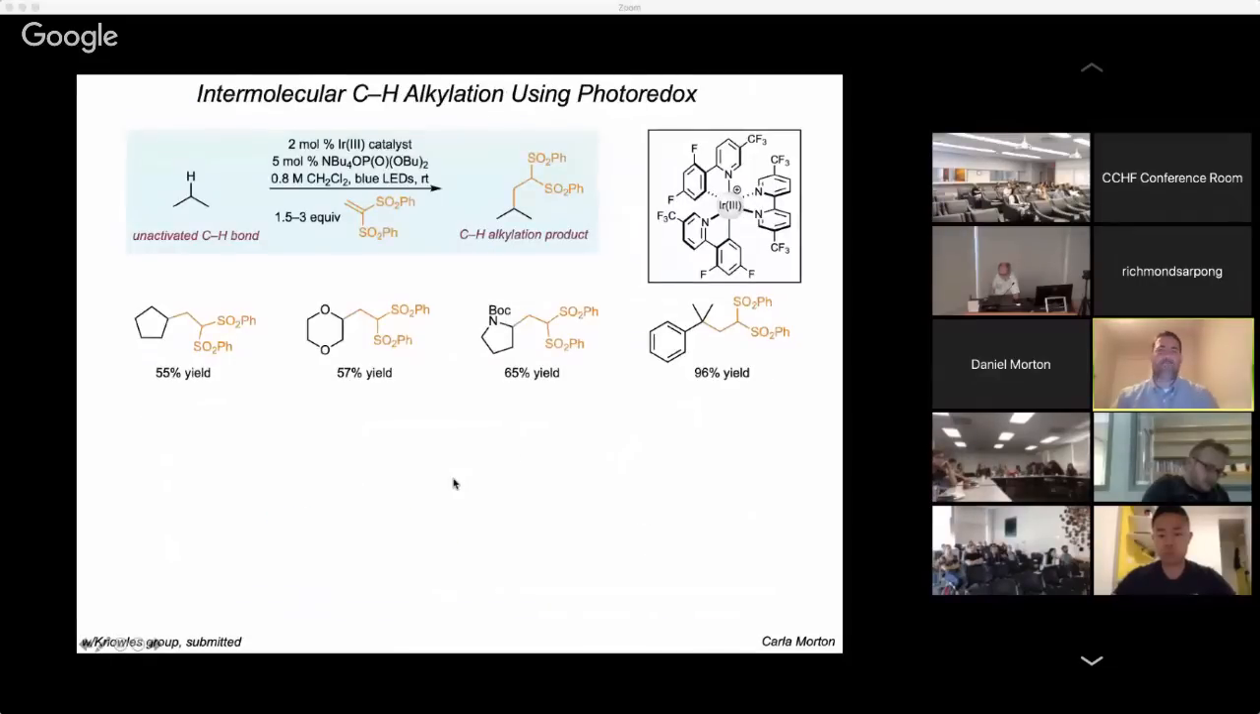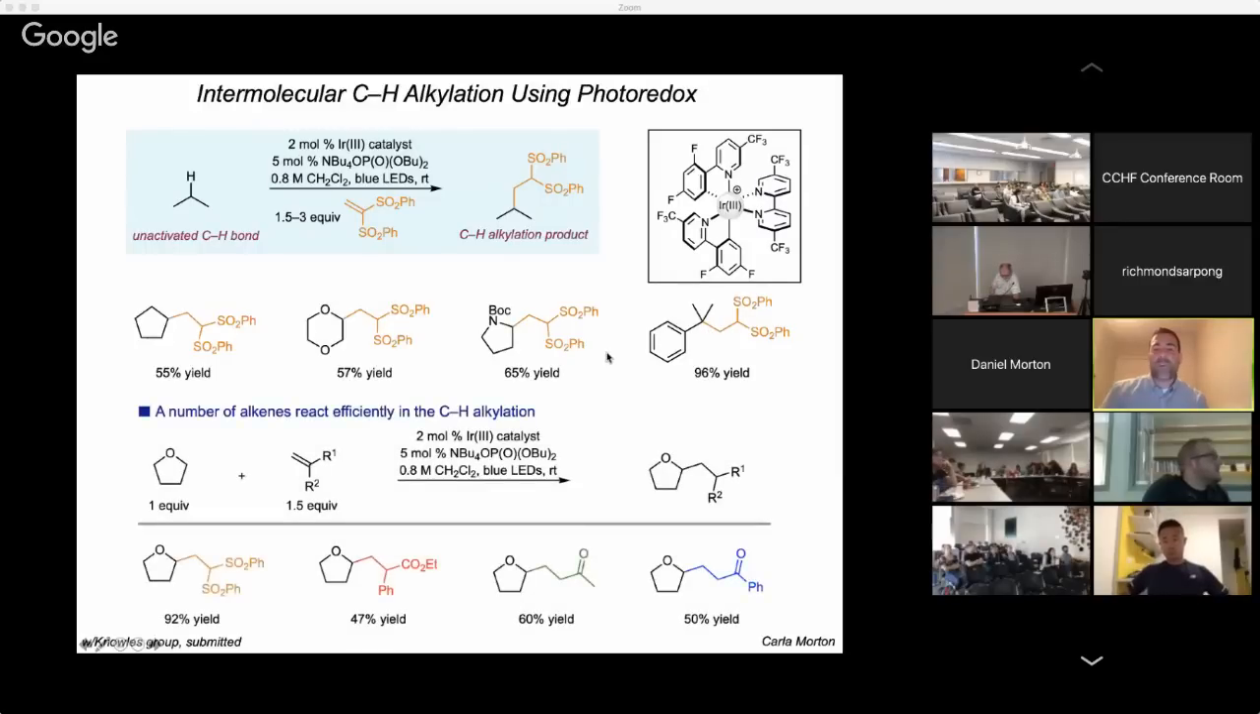So just briefly, I'll discuss the substrate scope. We can functionalize completely unactivated aliphatic CH bonds, different heterocycles shown here. This works really well at benzylic sites. And we can use a number of different olefins to trap. So it's not limited to bisulfonyl ethylene. Here are a few different ones shown here. It just has to be an activated alkene for that trapping step.